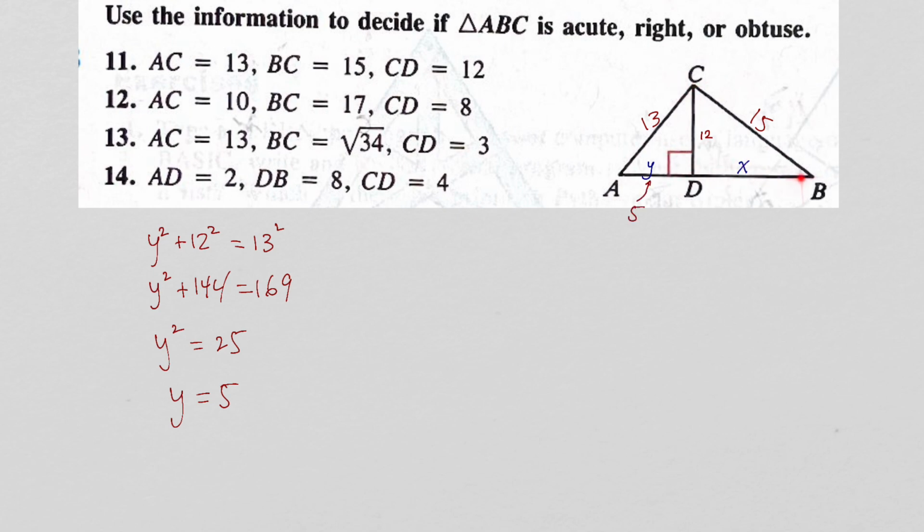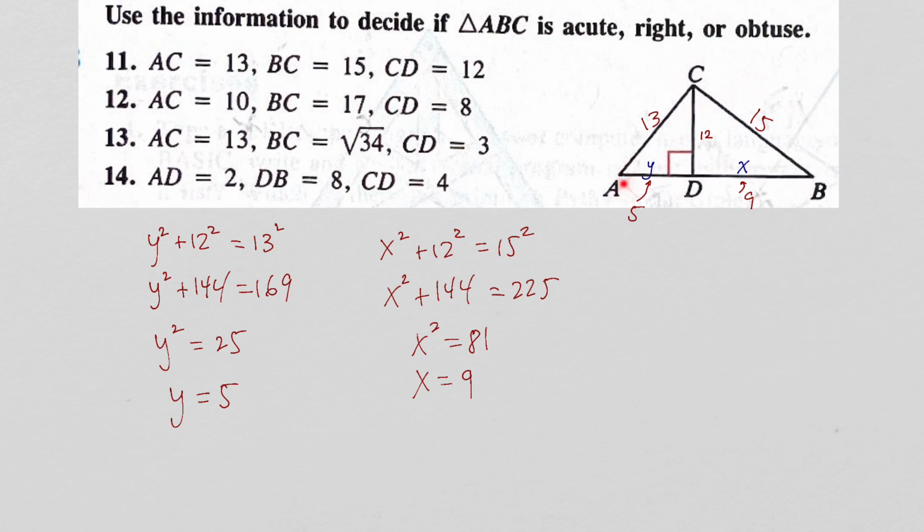Now let's find x by using this triangle here. X squared plus 12 squared is equal to 15 squared. So we've got x squared is equal to 225 minus 144. I'm just going to grab a calculator and do that so I don't make a mistake. That's 81. So x is equal to 9. So this here is 9. Finally, that tells us that this entire side is 14.